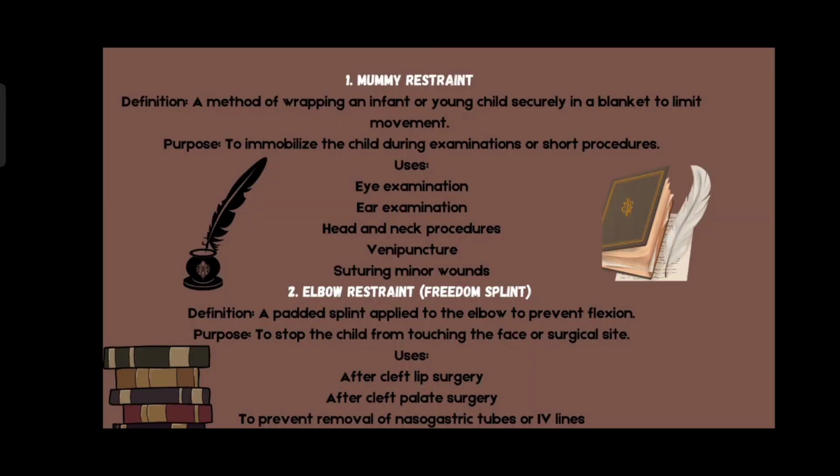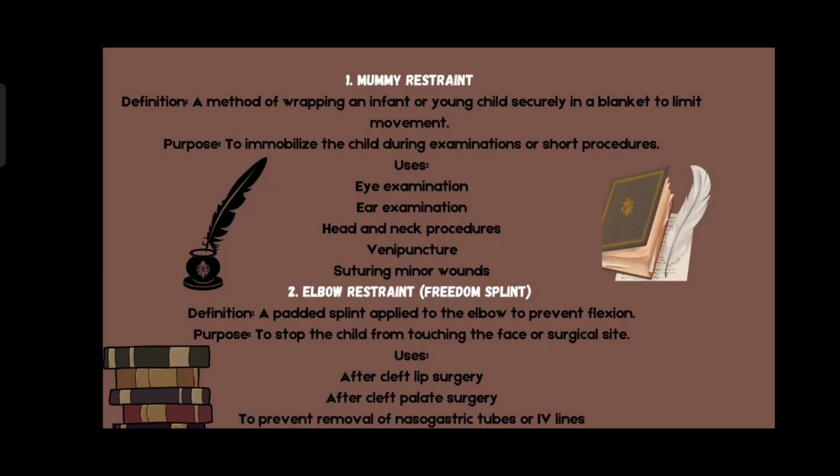Then I'm going to explain about some types of restraint. So the first one is the mummy restraint. It is one of the important restraints. It is a method of wrapping an infant or young child securely in a blanket to limit the movement. The purpose is to immobilize the child during examinations, like eye examination, ear examination, head and neck procedures, venipuncture and suturing minor wounds. For those purposes, we use mummy restraints.